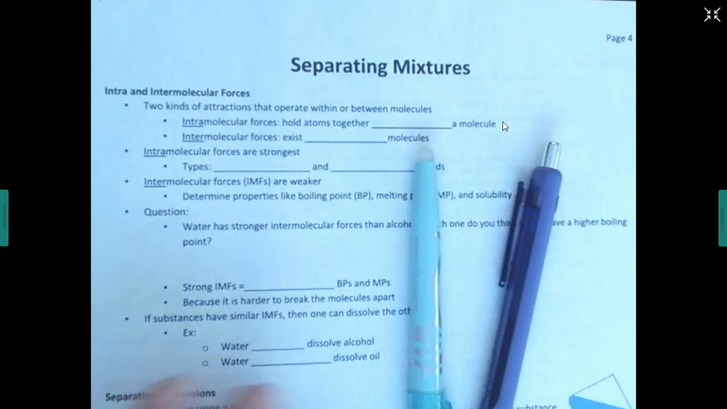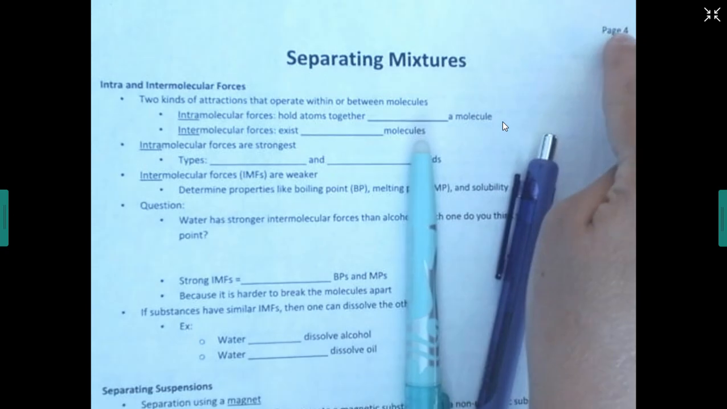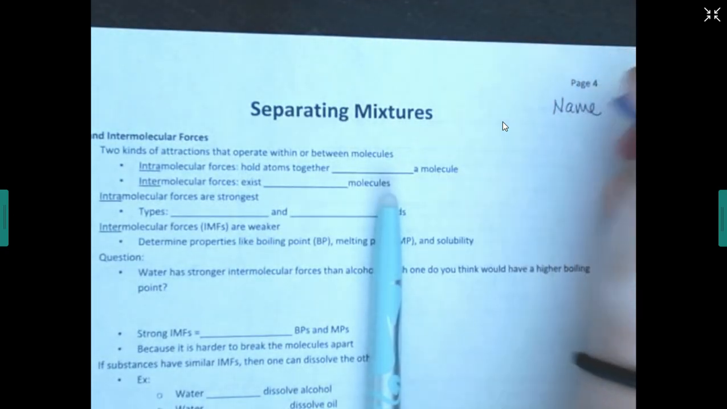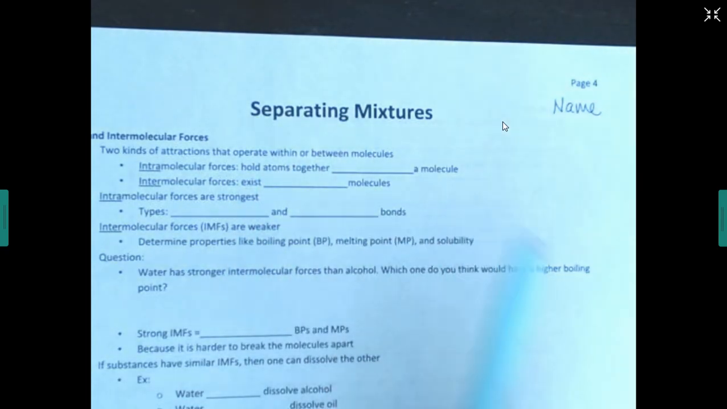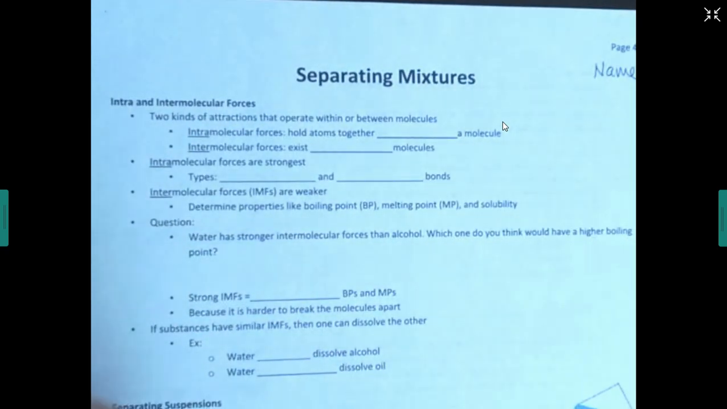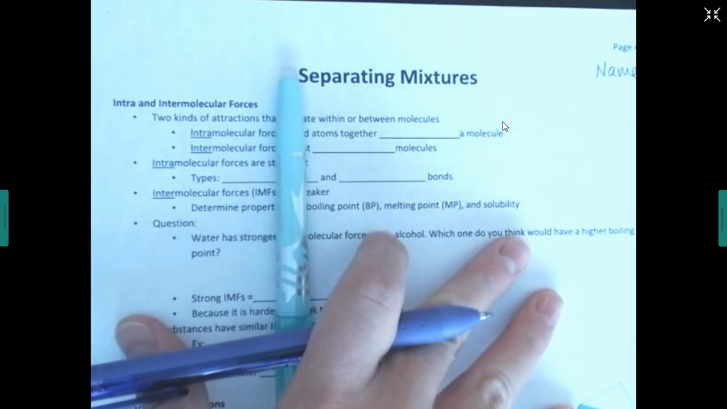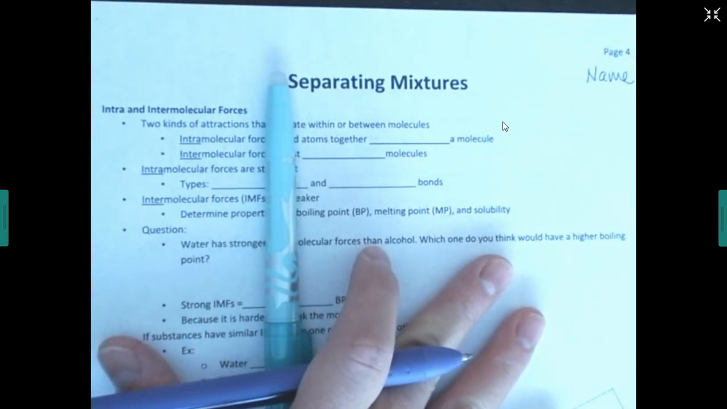All right, hey guys, we're going to take notes on page 4. Make sure you write your name up here in the corner. And we're going to take notes on separating mixtures. Okay, so first, before we start, make sure you have a pencil, a highlighter, and this piece of paper in front of you. If you don't, pause and go get them.